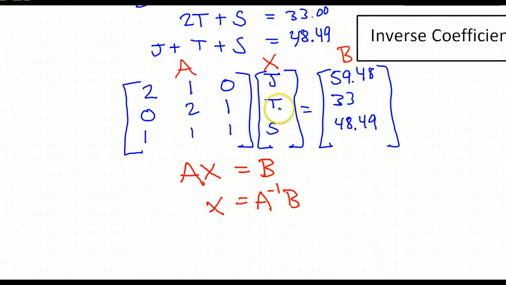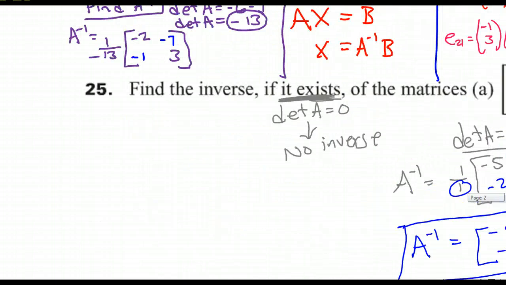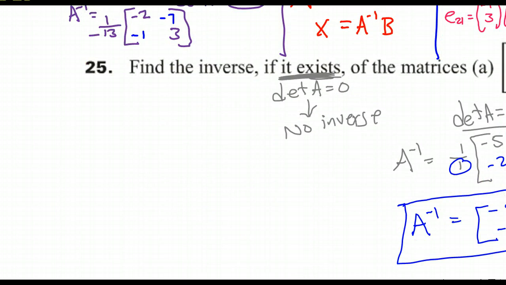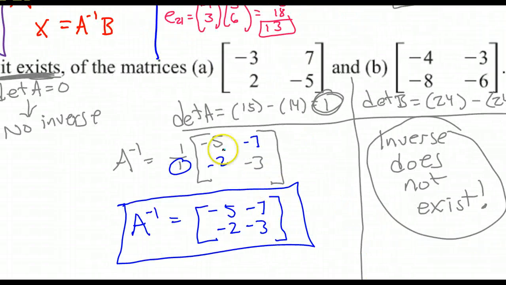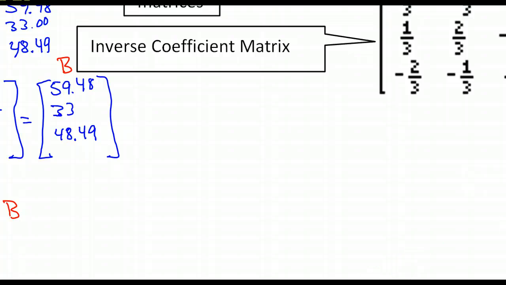A times X equals B. That's what we have here. So we're doing X equals A inverse times B. So fine. That means we need to do A inverse times B. You do not know how to find the inverse of a 3 by 3 matrix. When it was a 2 by 2 matrix, we do that all day, every day. You do it like this. But when it's 3 by 3, you don't know how to do it.